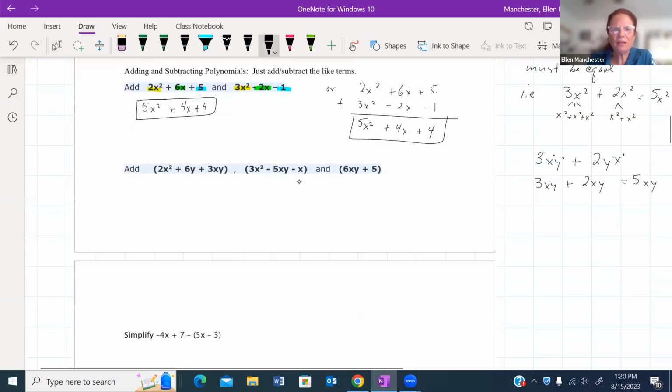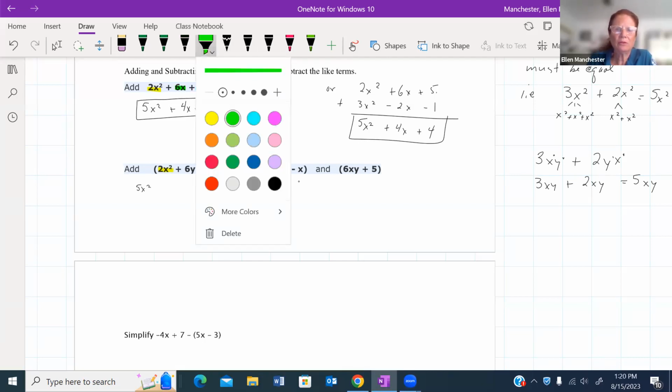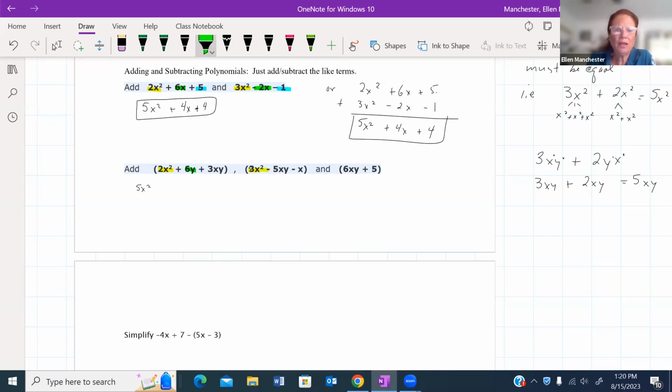All right. Now, we can do the same thing down here. I'll do both techniques so you can see it. So we have our x squared. I'm going to go through and highlight all the x squareds. And I end up with 5x squared. Okay. Then I'm going to highlight the y's. So I have 6y, and I don't have any other y's. Okay. So I'm just going to write that. I'm going to add that in.